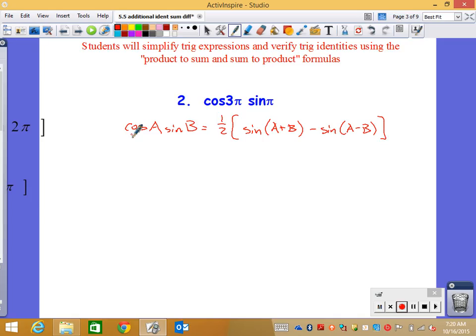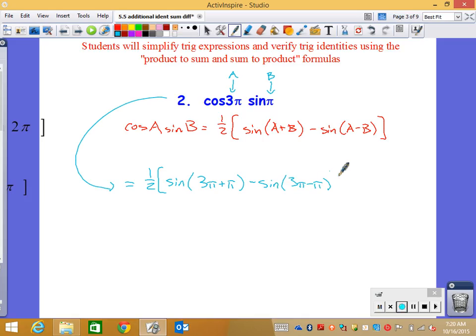I have a cosine and a sine. So let's just plug in everything we know. So we know this now is equal to 1/2 times bracket the sine of, well, what's A and what's B here? My first one, 3 pi, is A, and I get pi as my B value. So you have sine of A, 3 pi, plus B, pi, minus sine of A minus B, 3 pi minus pi, end bracket.